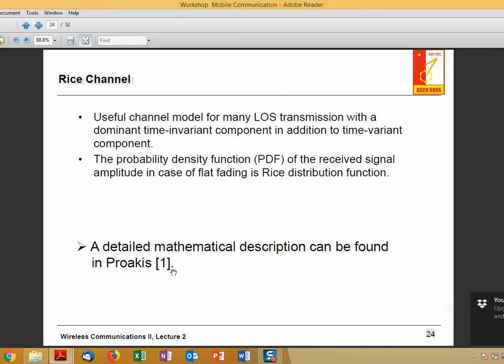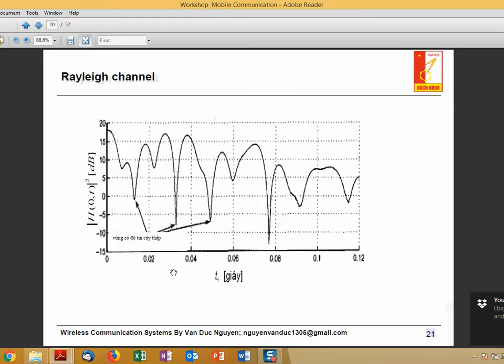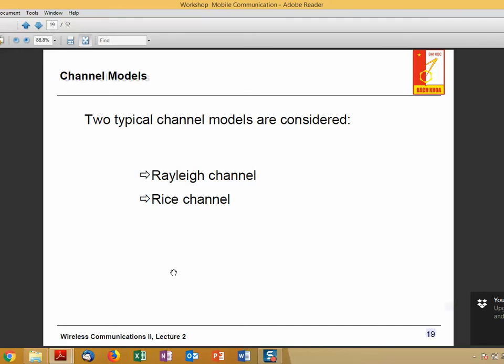So that is the Rayleigh channel. I repeat again, the Rayleigh channel is the case when there is no direct component, and we have a large number of received signals that have equal received power. In this case, the amplitude of the channel follows the Rayleigh distribution.